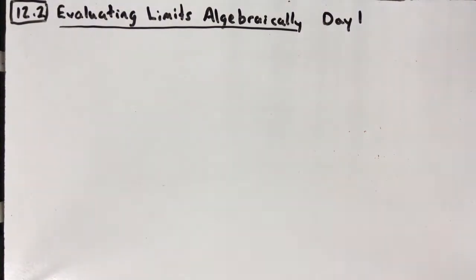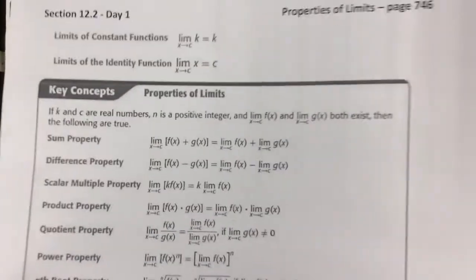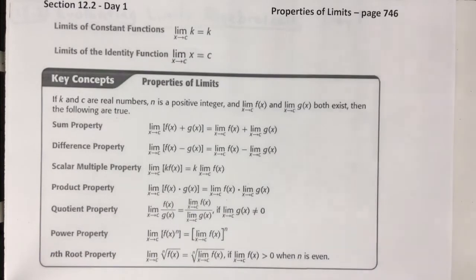On page 746 in our book, there are all of these different properties. In the top half of the page, there is a couple of properties of limits. One is a limit of a constant function. One of them is a limit of an identity function. And then further down on the page, we have in a box the rest of the properties. There are 7 more properties down there. So there are 9 properties total.